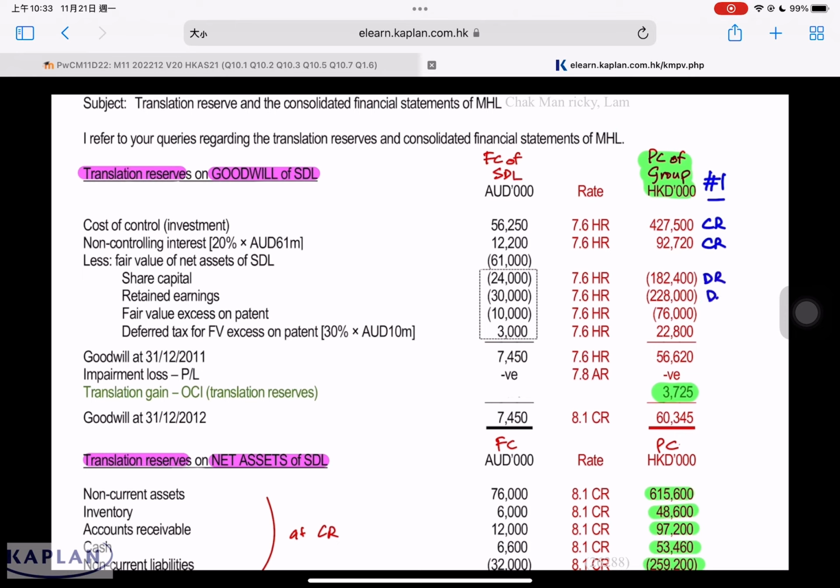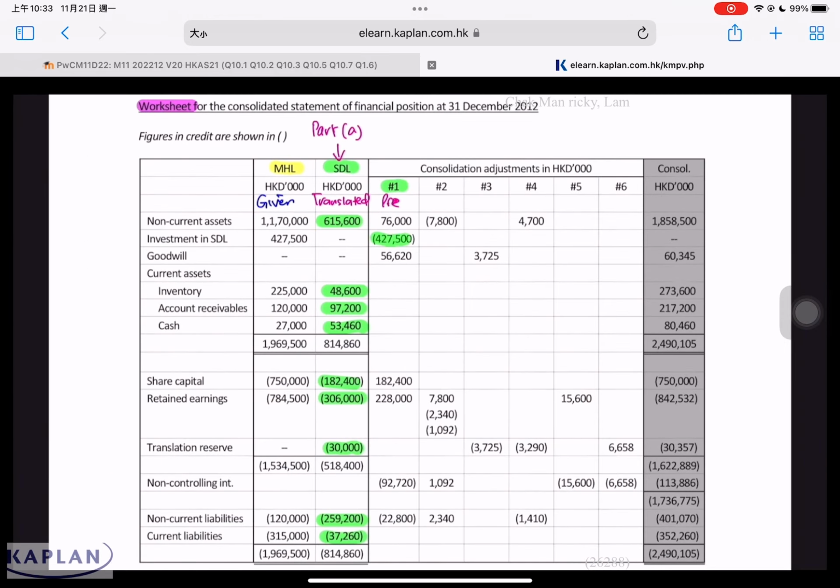We must eliminate share capital and retained earnings at the acquisition date. We must increase the patent value. Account for deferred tax liability. So the balance is the debit to goodwill. These are the figures that we use for part B. Put it here. Eliminate the cost of investment. Account for NCI 92,720. Eliminate share capital and retained earnings at the acquisition date.